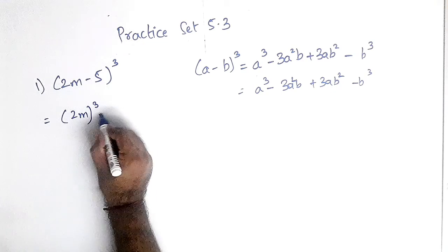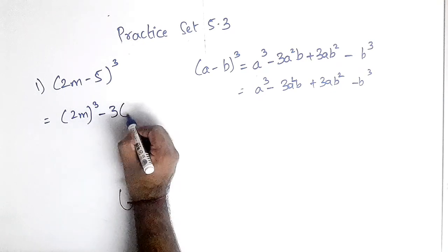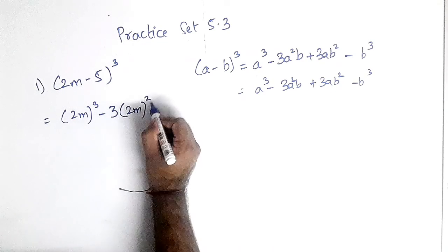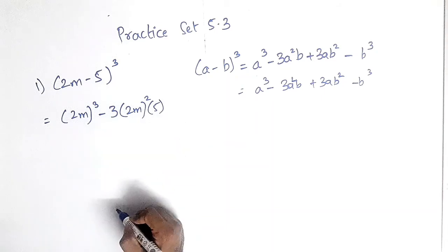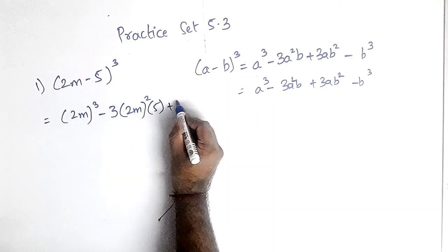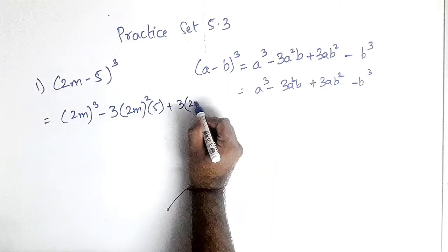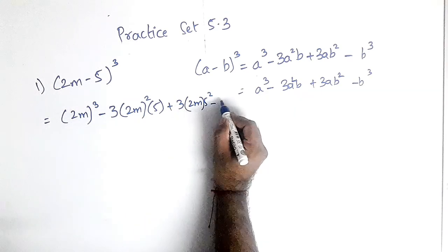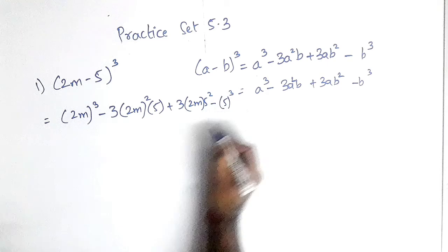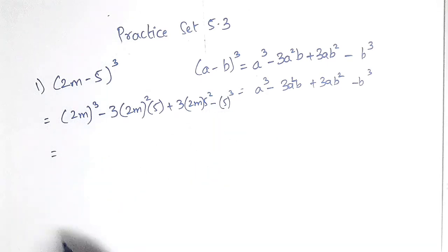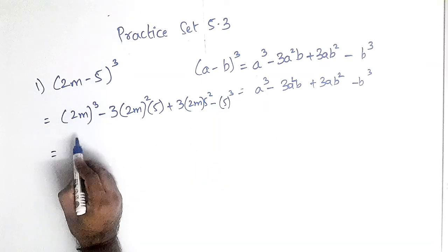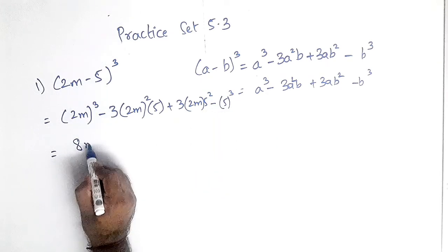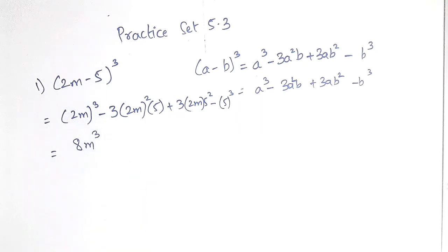a cube minus 3 a square b plus 3 a b square, 5 square, minus b cube. Now 2m the whole cube, 2 cube becomes 8, m becomes m cube.